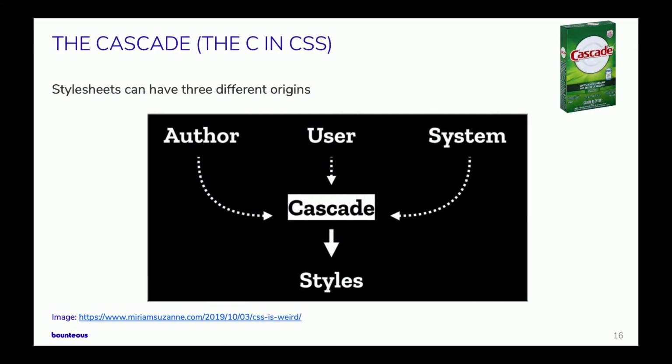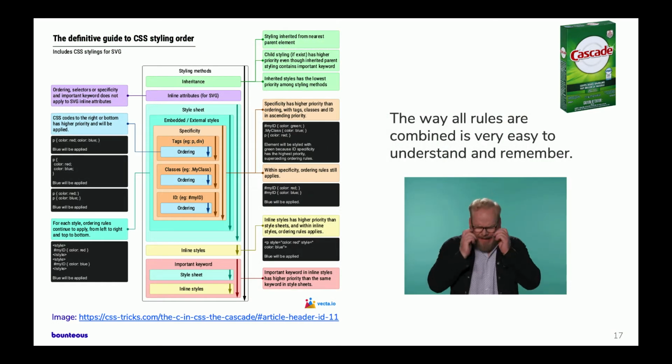So, continuing down that path, there is also the concept of the cascade, the C in CSS. Style sheets can have a number of different origins, and there are rules that dictate how those rules are combined together. So there's author, user, and system, and how they're combined and ordered is the cascade. And this is a diagram from a CSS Tricks article that goes into how some of these rules all come together to understand CSS styling order.